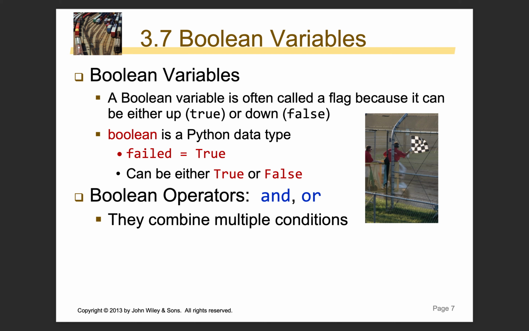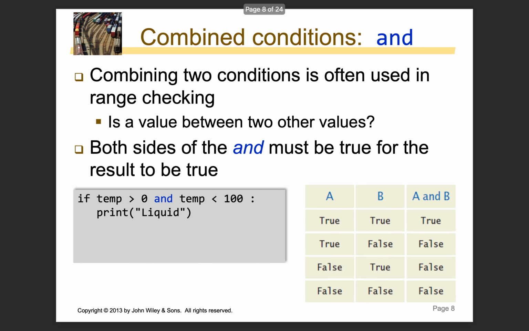Okay, Boolean variables have operators that work on them, and these operators are things like and, or. There are also other ones like not. And what they allow us to do is combine multiple conditions into one overall condition. And that lets us write some interesting code, which can be quite useful. So we can combine two conditions together to do something like range checking. And this is often a common use of Boolean values and also the Boolean operators.